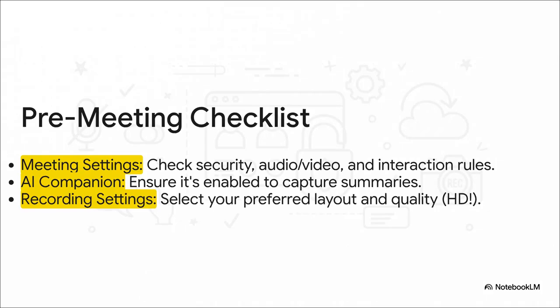So here it is, your pre-meeting checklist. First, check your core meeting settings. That's your security, your audio and video rules, and how people can interact. Second, make sure your AI companion is active. Let it do the work for you. And third, confirm your recording settings. Pick your layout and make sure that HD quality is on. That's it. A quick check of these three things will set you up for success every time.